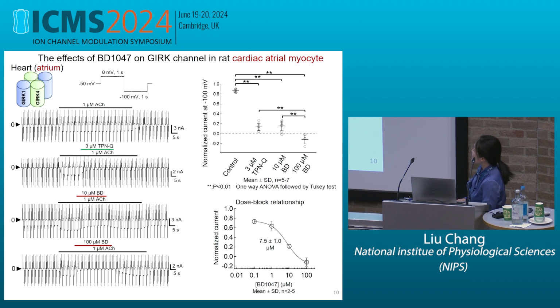Then we tried to examine BD's effects in atrial myocytes. We did this experiment because GIRK1 and 4 are endogenously expressed in the atria. So we isolated atrial myocytes from rat and did patch clamp on them. Here, please pay attention to the time-lapse change of the current at minus 100 millivolts, as shown here. In the beginning, we tried acetylcholine, which is the endogenous ligand, to induce the GIRK current in atrial myocytes, and you can see a clear GIRK-induced current. And then we tried to use the TPNQ.